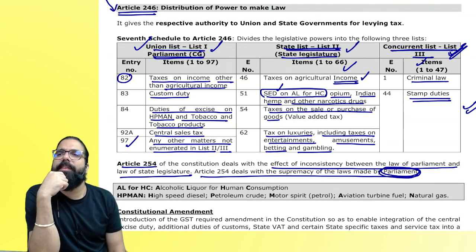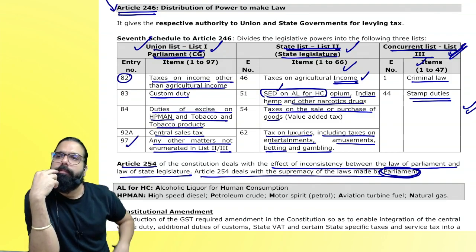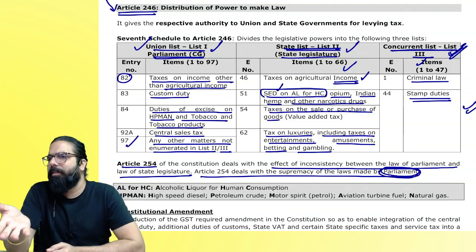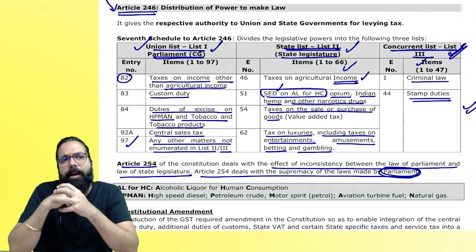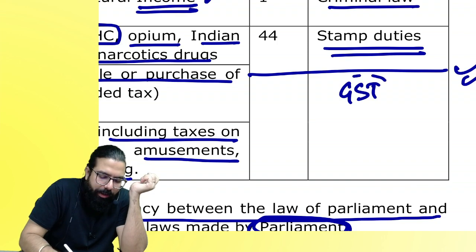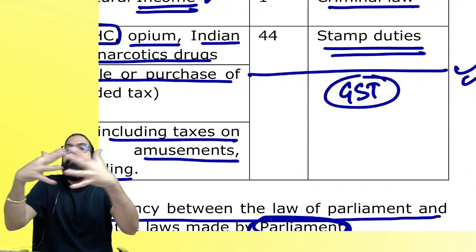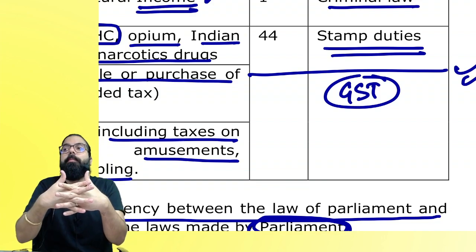Where will they include the GST law? Who will make it? Both governments together? Yes, the central government will make the CGST law, and the state government will make the SGST law. So you will tell me, sir, include it in the concurrent list, let both governments make it together. But sir, in the concurrent list, if there is any dispute, whose law will be supreme?